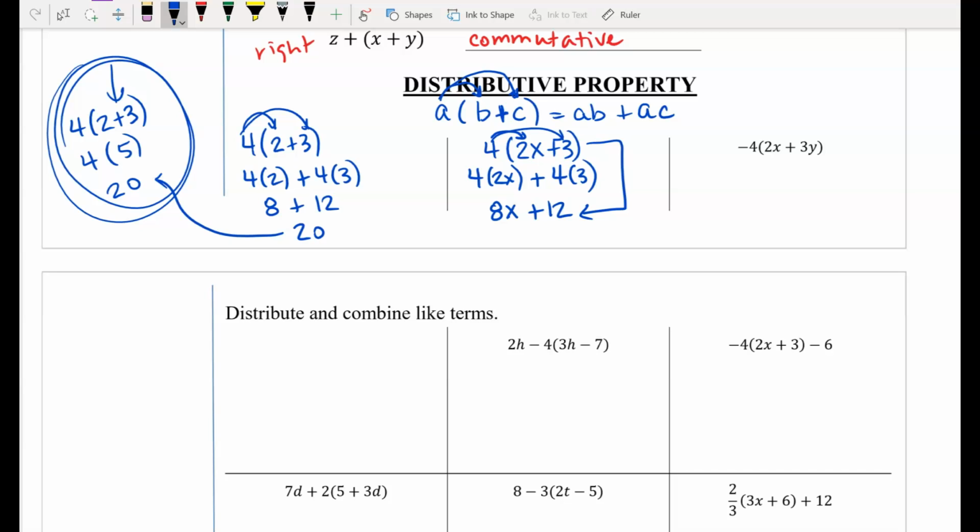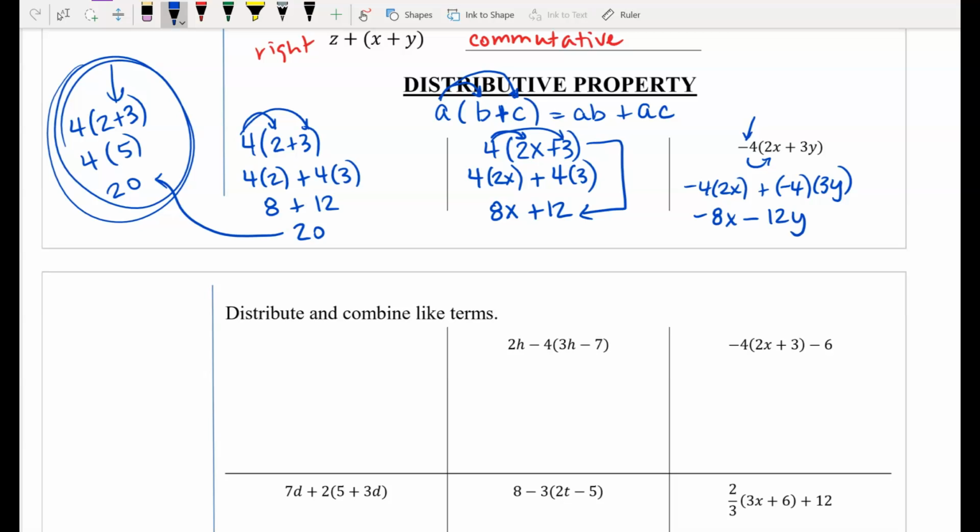It's important on distributive property that if the number in front of the group is negative, that you take the negative, or even the minus sign that's in front of that number, with the number when you distribute it. So I'm going to multiply negative 4 times 2x, and then I'm going to add to that negative 4 times 3y. Remember, parentheses next to each other means multiplication. So negative 4 times 2x is negative 8x. And then when I multiply negative 4 times 3y, I get negative 12y.